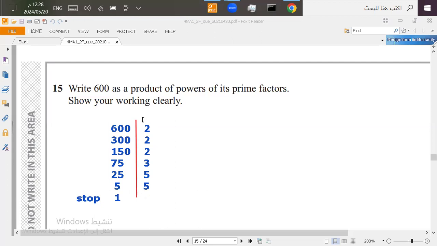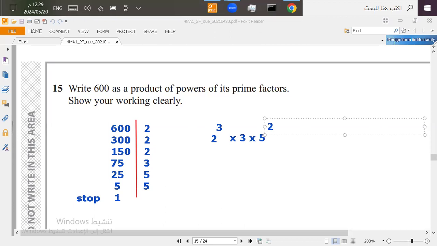Now, these are the numbers that we want. These are the prime numbers. Now we write them as powers. It means we write 2 power of 3 because we have 3 twos, so power of 3, multiplied by 3 and then multiplied by 5 power of 2. This is how you write the correct answer.